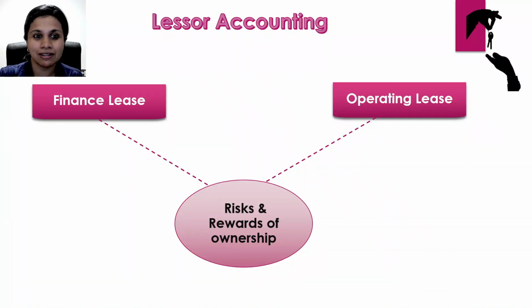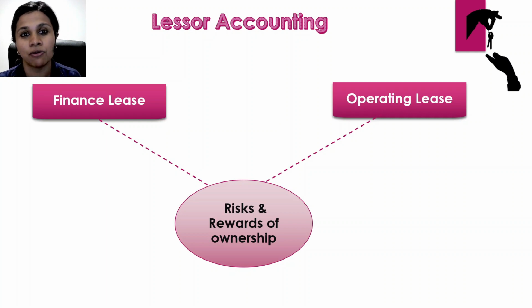Okay, so we start with this slide. You're familiar with it, that from a lessor's point of view, all leases are divided into finance leases and operating leases. The classification of leases into finance and operating is done based on the risks and rewards of ownership. Here in this video, we are focusing on operating lease.